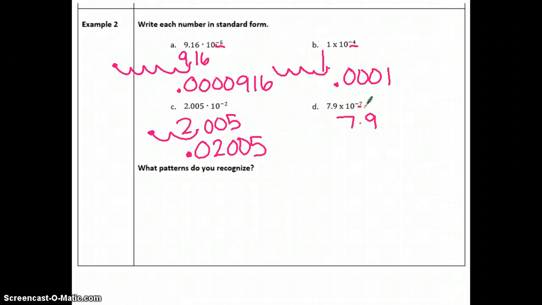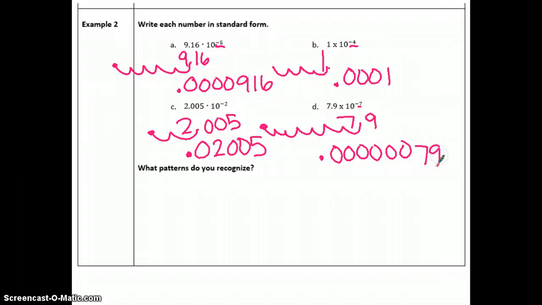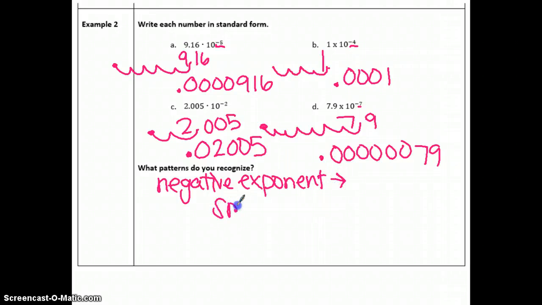The last one. Moving again to the left, 7. 1, 2, 3, 4, 5, 6, 7. So that's where my decimal point goes. So it's .000000079. So this time, a negative exponent makes very small numbers.